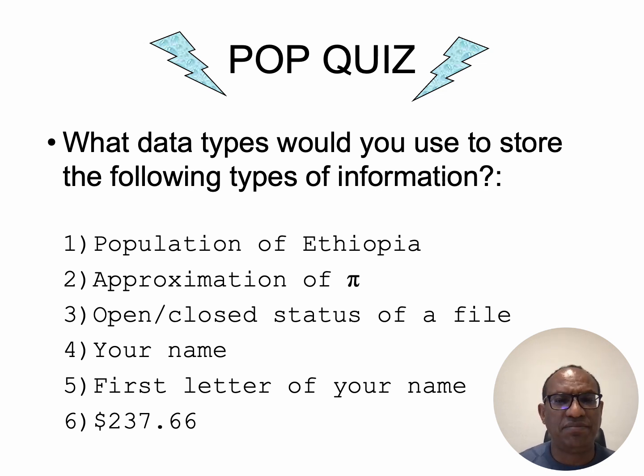To store your name, which is a combination of letters, string is appropriate. First letter of your name: it's 1 character, so char is appropriate. Price of an item, like 237.66: double could be appropriate. Choosing the correct data type ensures accuracy and efficiency in your program.